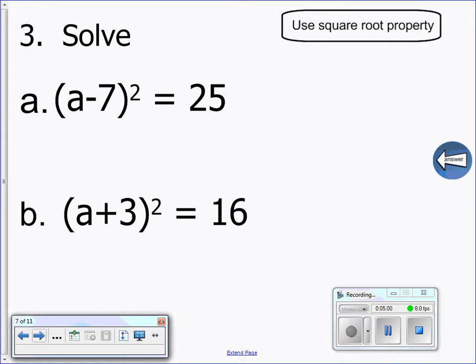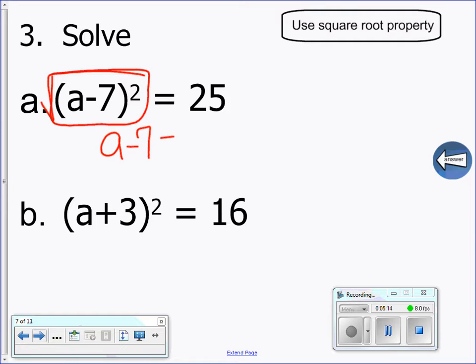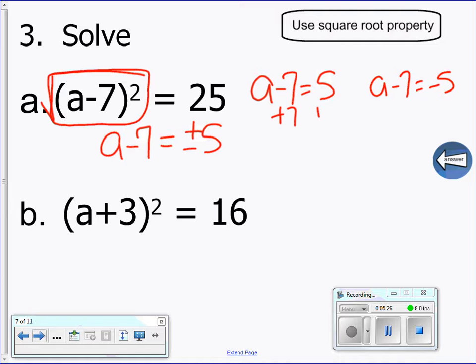All right, we're solving. So this number right here is already squared. I don't know what a is, but when I subtract 7 and then square it, to take the square root of a number that's squared, it would just be a minus 7 equals plus or minus 5. So I need to break that into two equations. A minus 7 equals 5, and a minus 7 equals negative 5. Add 7 to both sides, and I get a is equal to 12. Add 7 to both sides, and I get a is equal to 2.